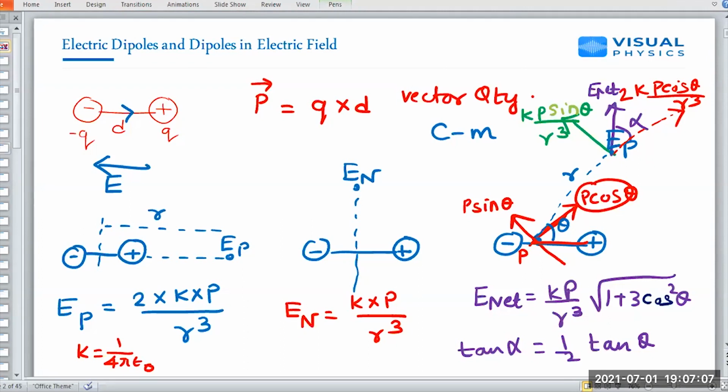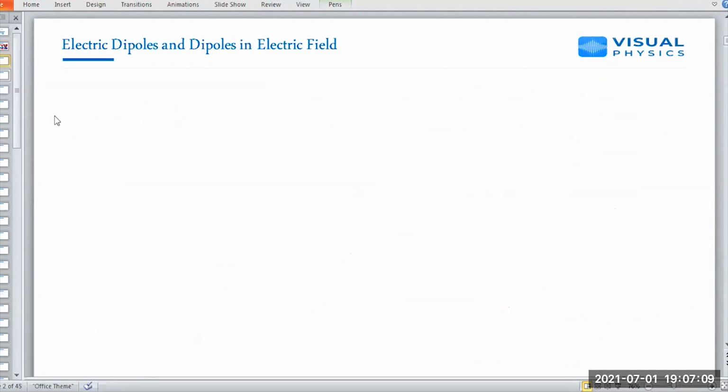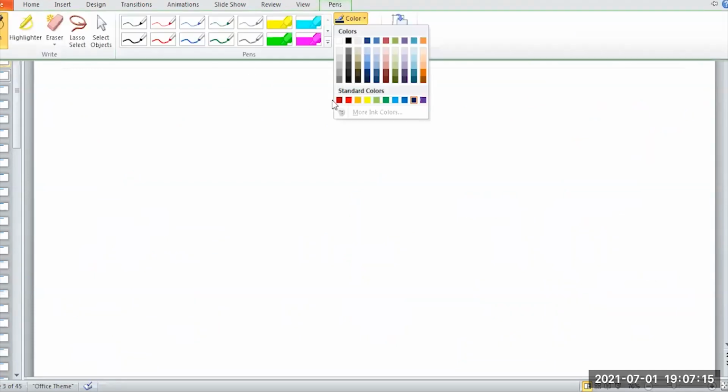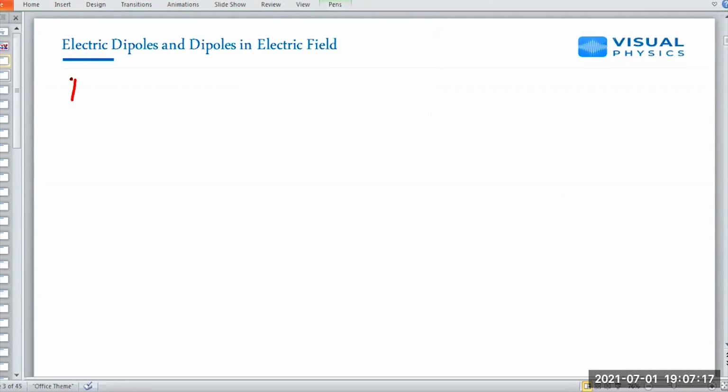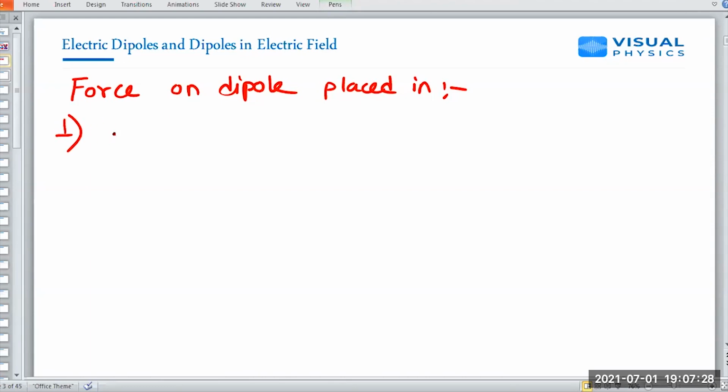Okay. Point number 2 to be noted, or you should know, is when a dipole is placed, then we have to calculate force on it. So my second point which I should know from visual physics application is force on dipole placed in, again, 3 points I'll be telling. First is uniform electric field. So for uniform electric field, I know it is very simple.